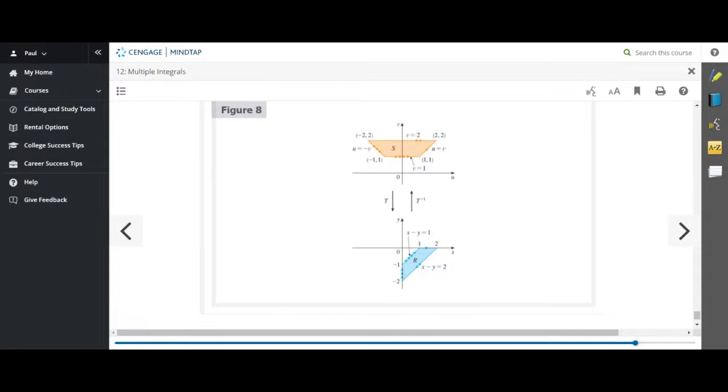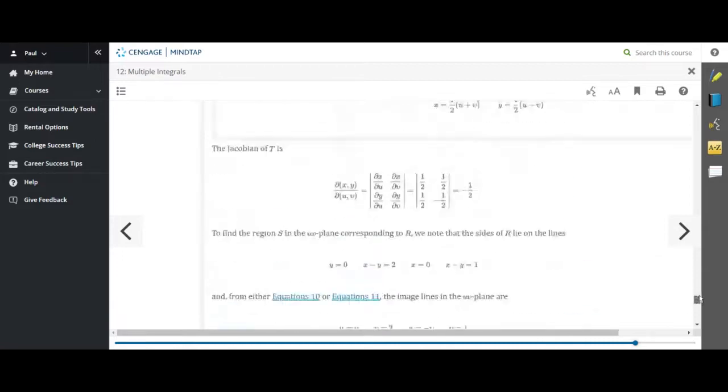Okay, so when you do a substitution, it's going to naturally change your region R, because region R is with respect to variables x and y. Region S is with respect to these new variables u and v. And so when you get this newly transformed region S, now basically you compute the Jacobian.